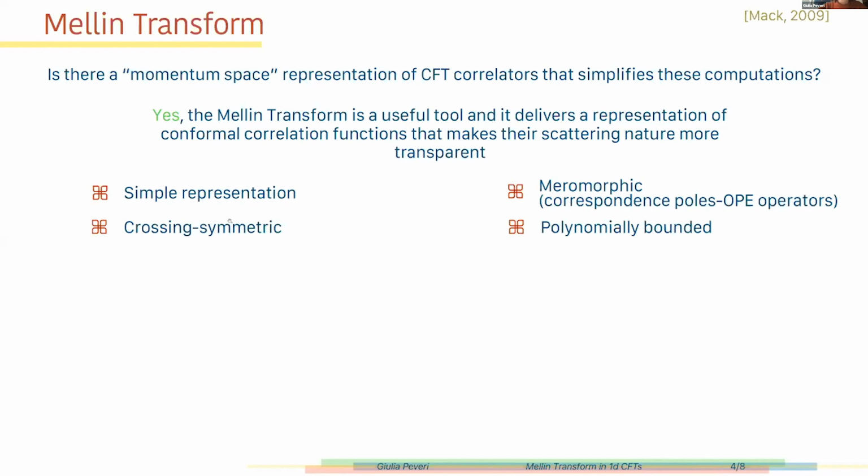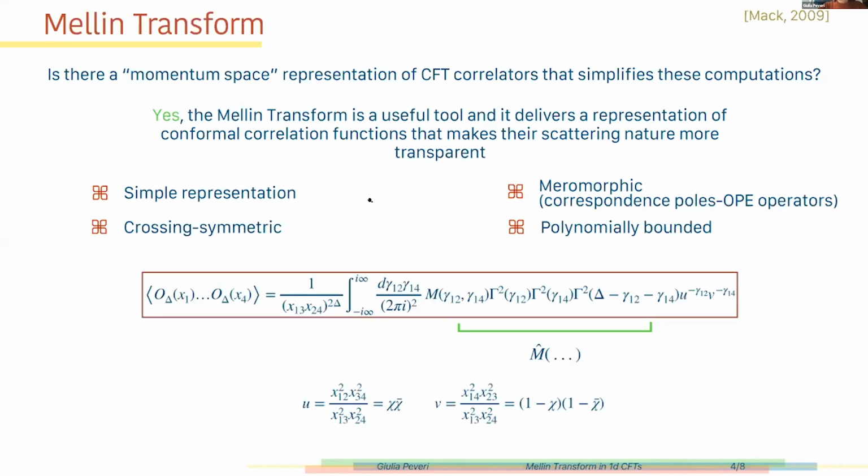So to deliver a simple representation of the CFT correlators, to be crossing symmetric since the CFT correlators are, it will also be meromorphic, and so there will be a correspondence between the poles in the Mellin and the exchange OPE operator, and it will be polynomially bounded. I want to show you just the higher dimensional case, one of the most studied.